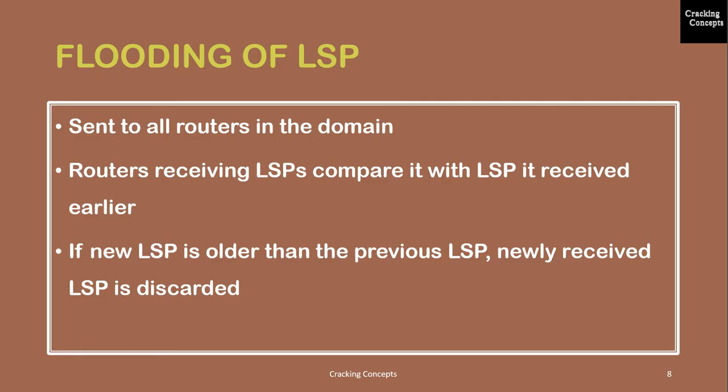The second step was flooding of link state packets. The transmission of link state packets to all the routers in the domain is referred to as flooding. The routers receiving the link state packets first compare it with the LSP they have already received. If the new link state packet is older than the previous link state packet, the newly received one is discarded, else the router disseminates a copy of the link state packet through all its interfaces other than the one through which it had received it.